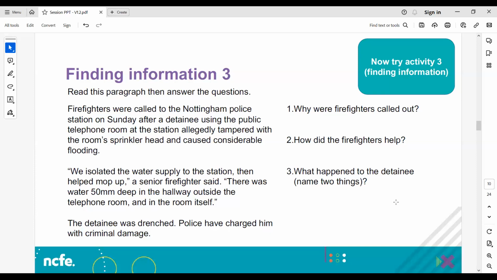Okay, let's have a look at the questions. So number 1, why were firefighters called out? So can anyone answer that question?